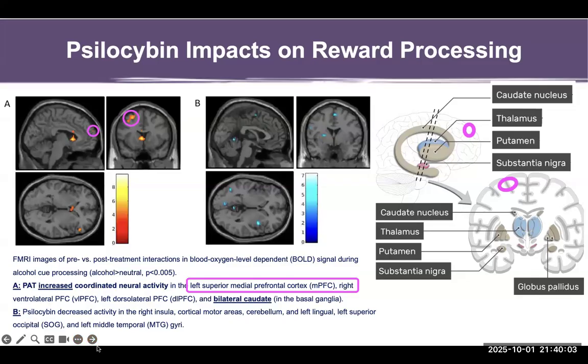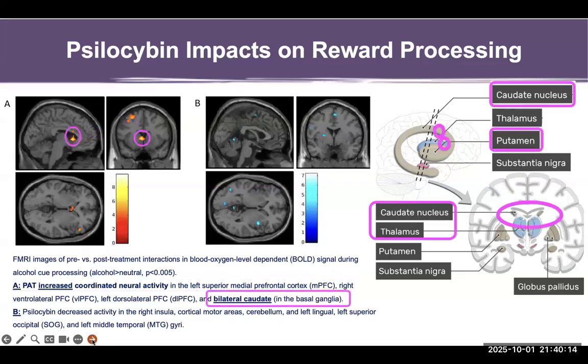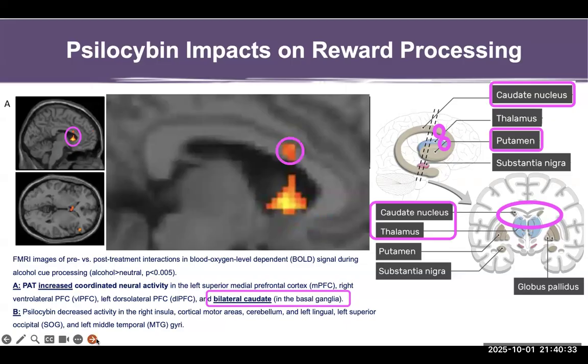And in the right ventrolateral prefrontal cortex, still in the prefrontal cortex here, and left dorsal lateral prefrontal cortex. As well as, here we go, in the bilateral caudate in the basal ganglia. So we're seeing, remember again, red tends to indicate increases, blue tends to indicate decreases. So increased activity in the basal ganglia, which correlated with reduced craving. Zooming in there.